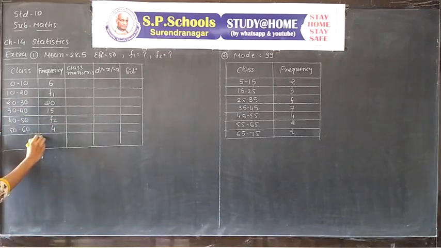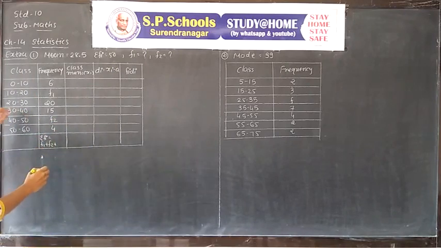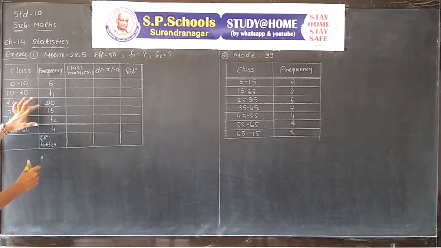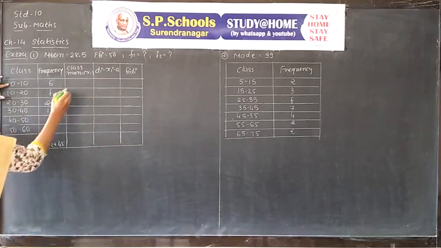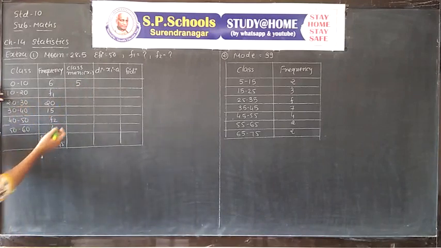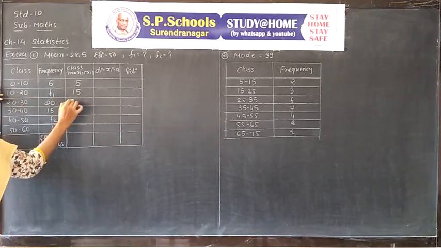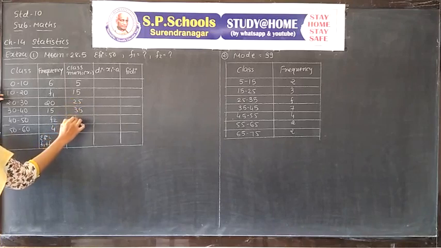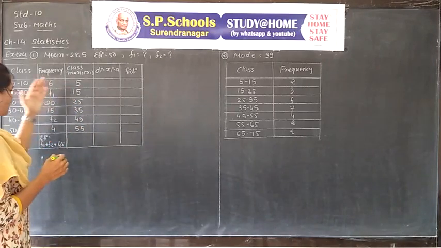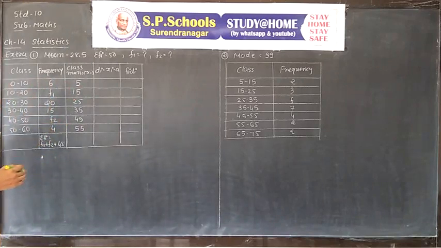First of all we have to find sigma fi using fi, f1 plus f2 as it is. Now we add 20, 15, 4 and 6, which is 45, our sigma fi. Now class mark xi: 0 plus 10 divided by 2 is 5, and here the class size h is 10. We add 10, 10, 15, 25, 35, 45 and the last is 55. To find di, first of all assume a in front of the f1 class mark or f2 class mark, assume as a.